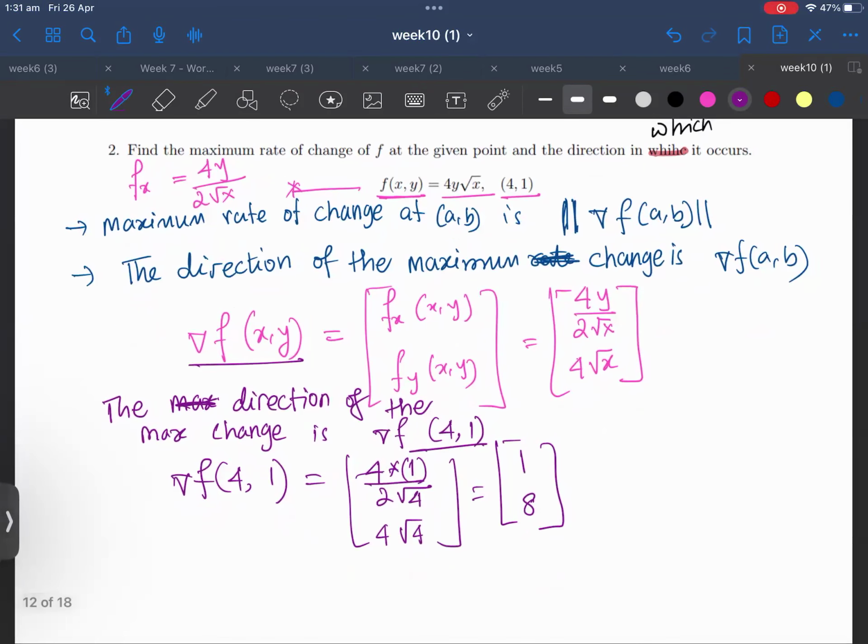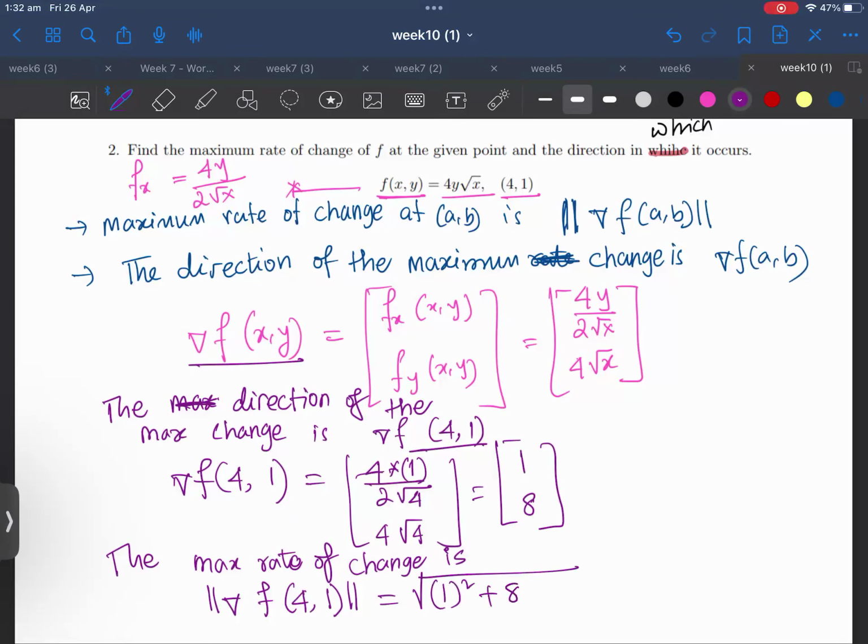So the maximum rate of change is, this is the maximum rate of change, one squared plus 8 squared. So you have square root of 1 plus 64, so square root 65. So this is your answer.